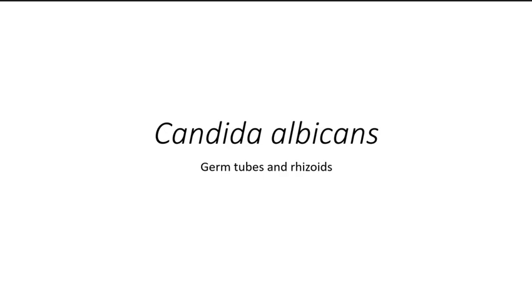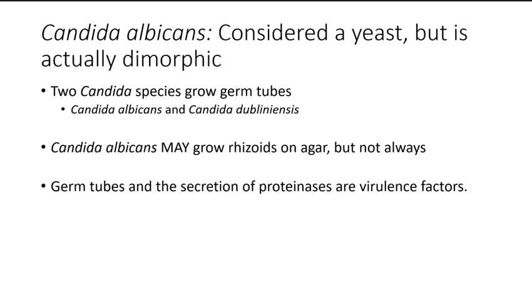Okay, so we're going to talk about Candida albicans, germ tubes, and rhizoids. Candida albicans is actually considered a yeast in the lab, but it is actually dimorphic. It'll bud like a yeast, but it'll also create germ tubes and pseudohyphae. And as you learned, those dimorphic organisms are always the worst as far as human infection goes because you treat one part and then if it gets stressed or whatever, it'll turn into something else, and then it's harder to deal with. So yeah, you obviously can hear the fireworks.